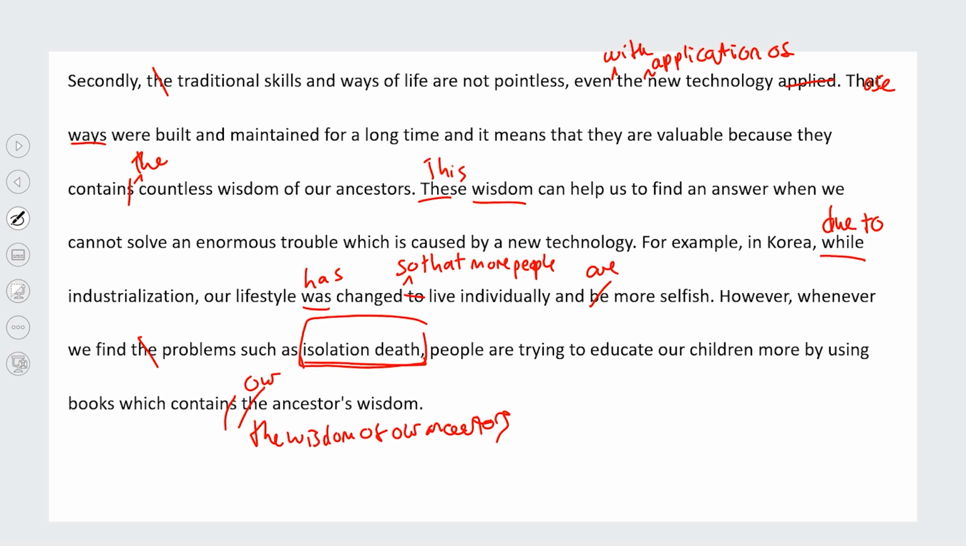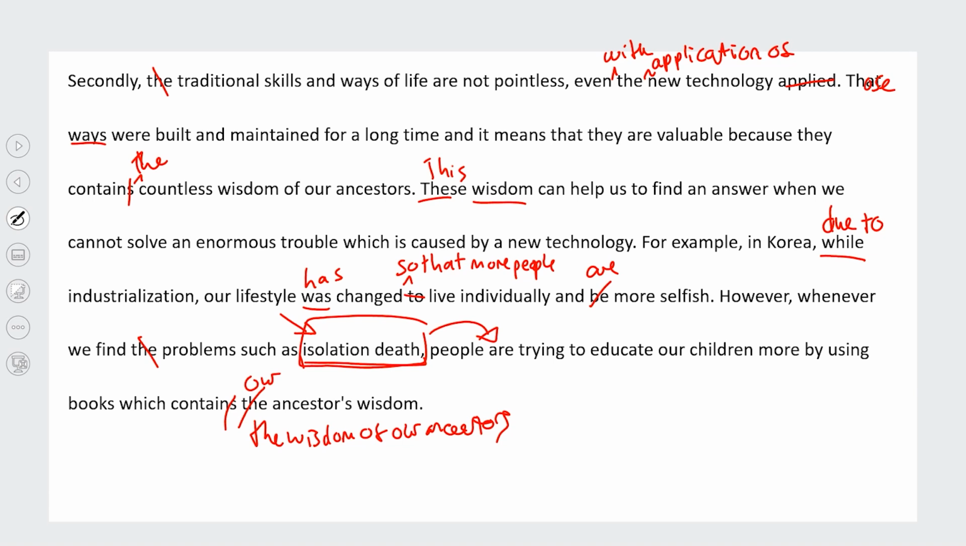So maybe we would say such as death from isolation. But I still wouldn't be totally clear on what that was. I need a little bit further explanation. I feel like perhaps my guess would be this is a Korean word that Google sort of directly translates to isolation death. So what I think this candidate needs to do is, in this example, they need to explain what isolation death is and then link it to how people are trying to solve it.